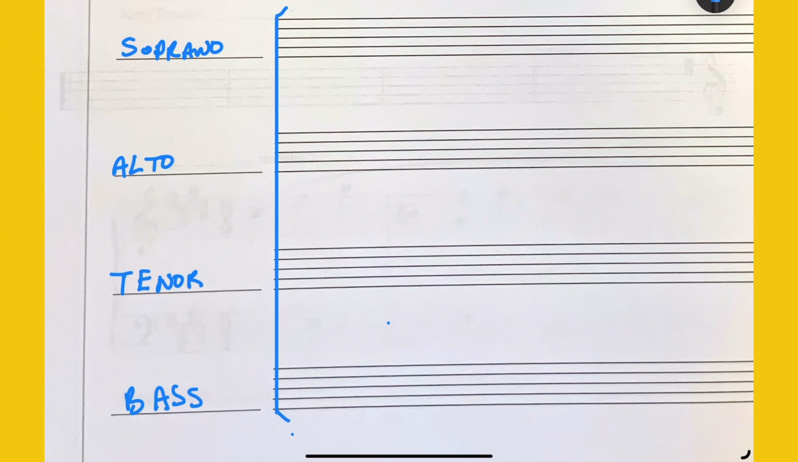All of them will need their clefs. The soprano has a treble clef. The alto has a treble clef. The tenor has a treble clef, and sometimes you might see it with a little 8 attached. And we have then the bass clef.